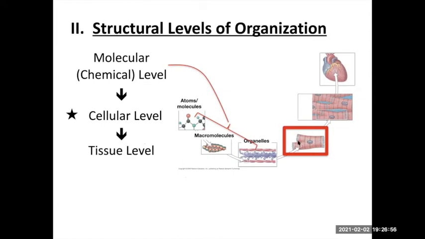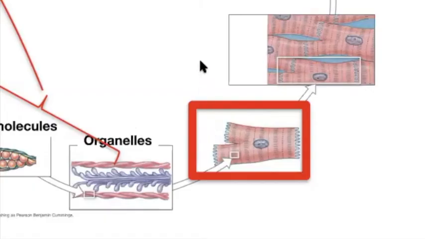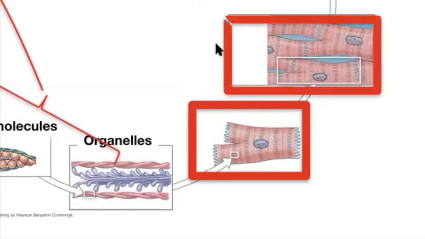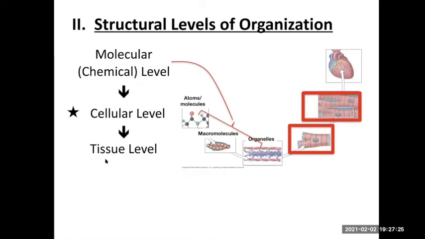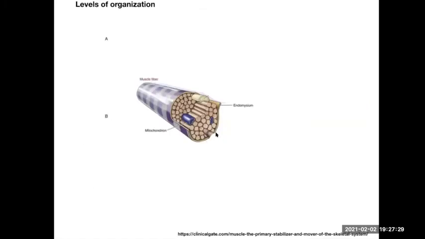Now, when you get a bunch of cells joined together in some way to perform a common function, you get to the tissue level, right? So this heart cell joins with a bunch of other heart cells and they form cardiac muscle tissue right over there. So a bunch of highly specialized cells combined to provide a particular function is the definition of a tissue, right? The tissue level.